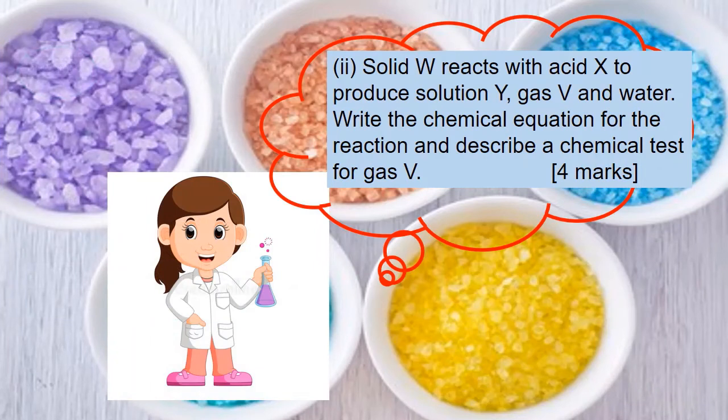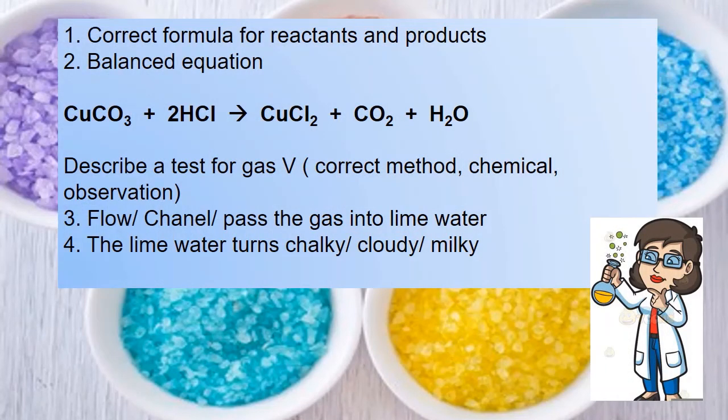Solid W reacts with acid X to produce solution Y, gas V, and water. Write the chemical equation for the reaction and describe a chemical test for gas V. To write a chemical equation, write the correct formulae for reactants and products, then balance the equation.